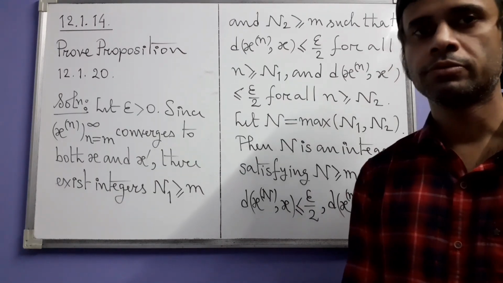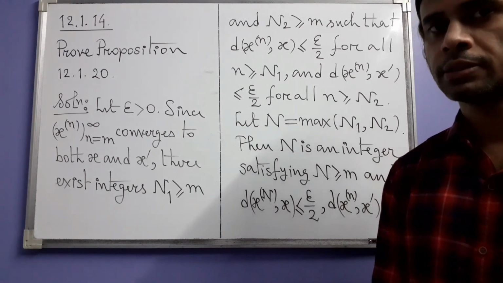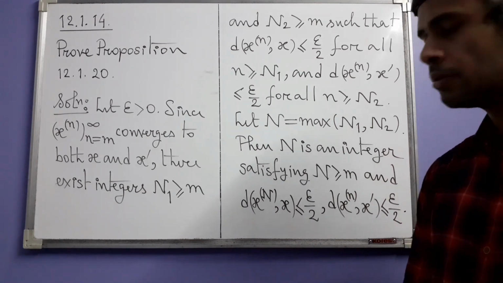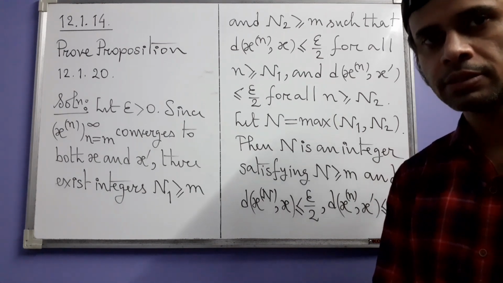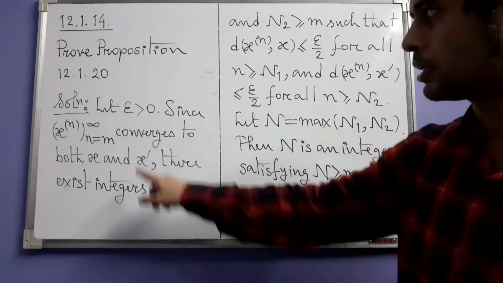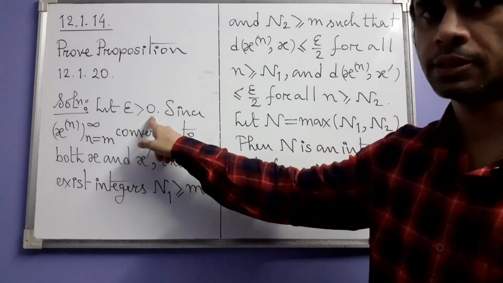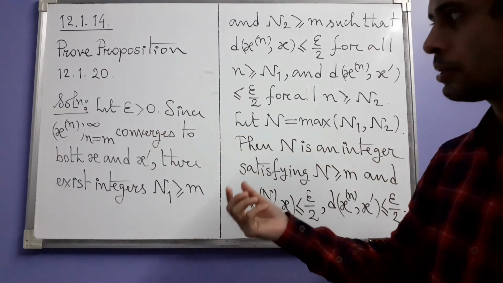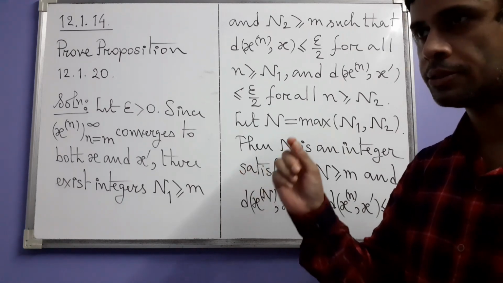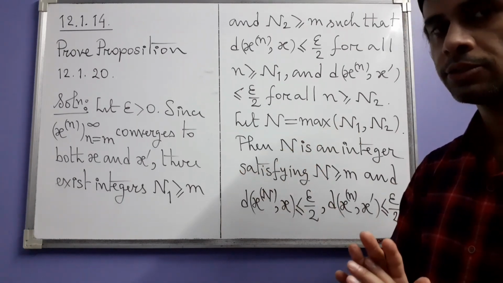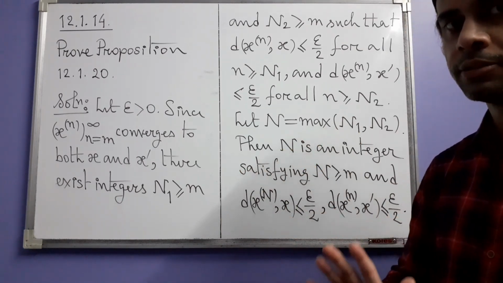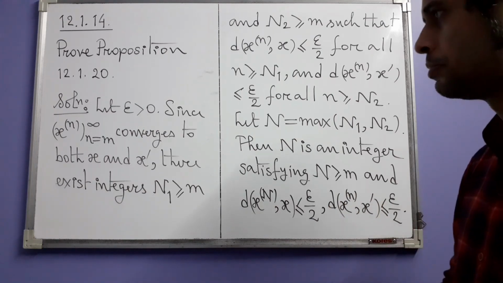So we want to prove that those 2 points x and x prime to which the sequence converges are actually the same point. So we start by considering epsilon, which is any positive real number. There is an emphasis on this "any". Epsilon actually is any arbitrary positive real number.